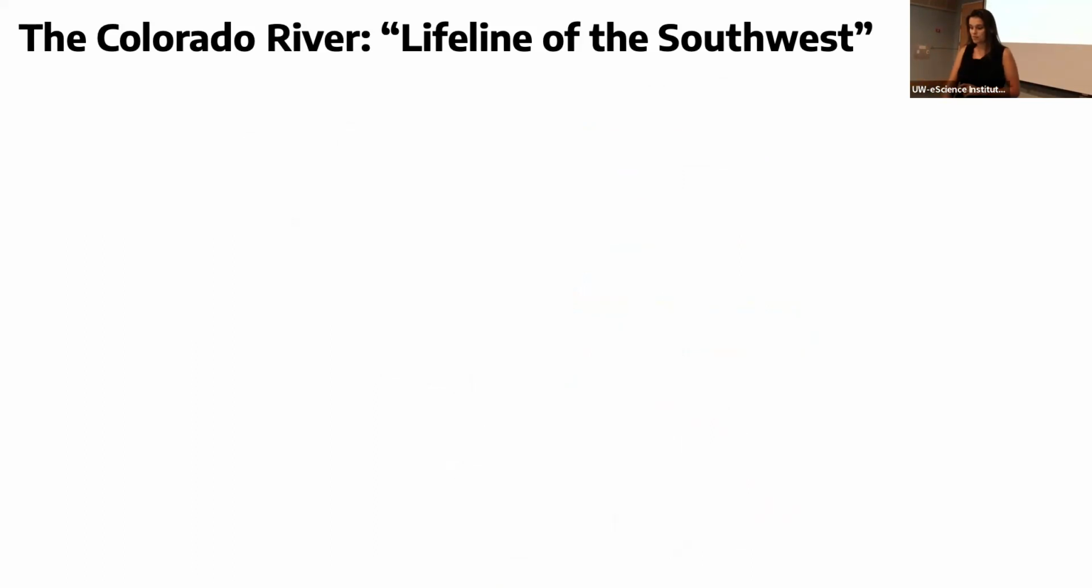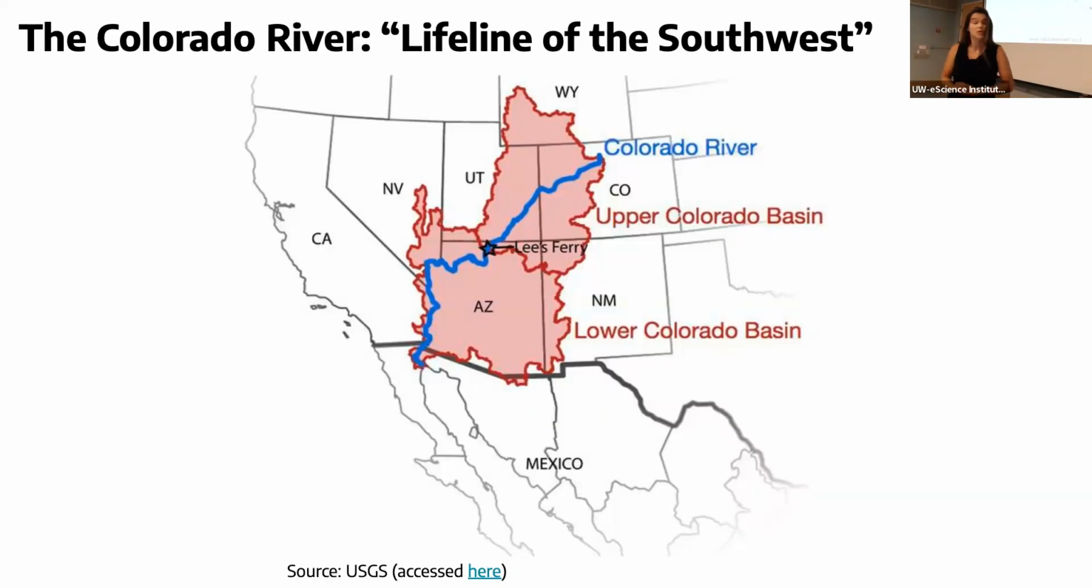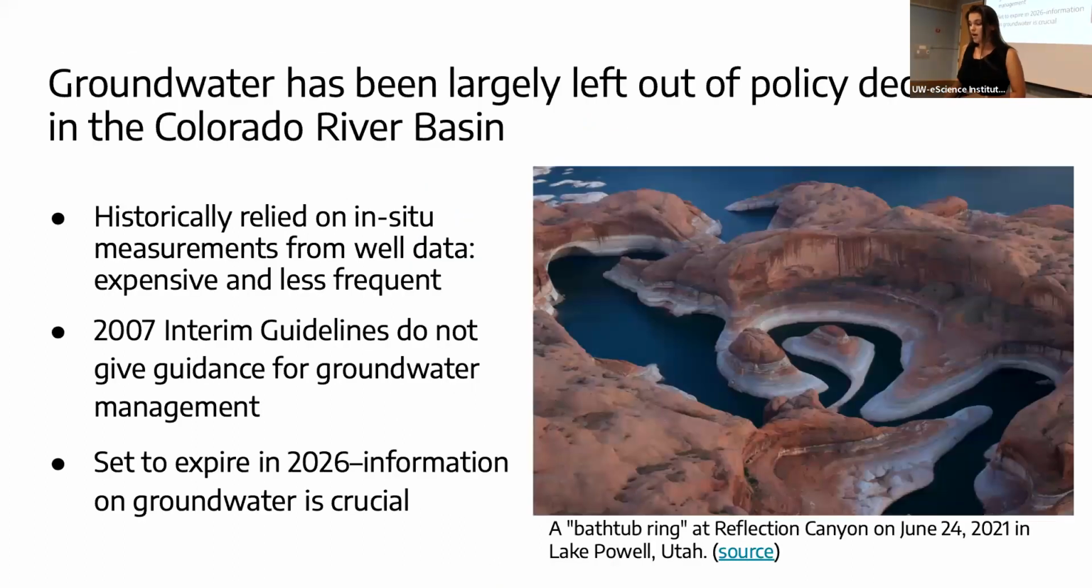It serves 40 million people, provides irrigation for 5.5 million acres of land, and supports close to $1.5 trillion in annual economic activity. Despite its importance, groundwater has largely been left out of policy decisions in the Colorado River Basin.